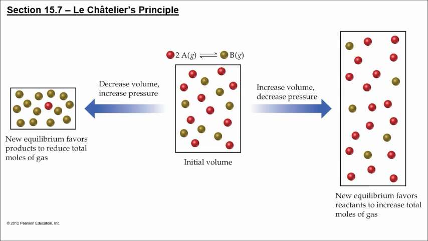So in this picture, you can see that we have 2 moles of A on the left and 1 mole of B on the right. So when the volume is decreased, it's going to shift toward B because there are fewer moles of gas. When the volume of the container is increased, it shifts toward A because there is a greater number of moles of gas. So that visual helps you see which direction the shift occurs.